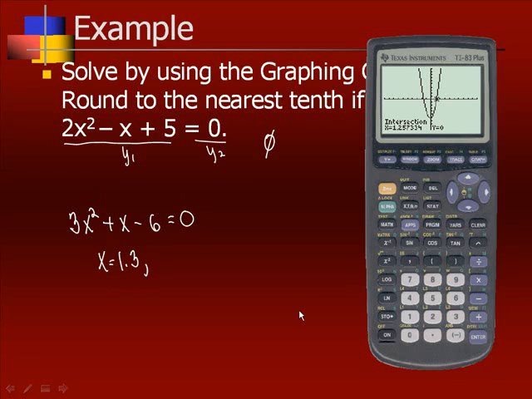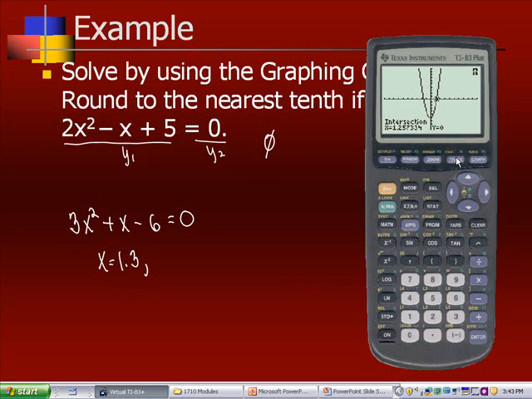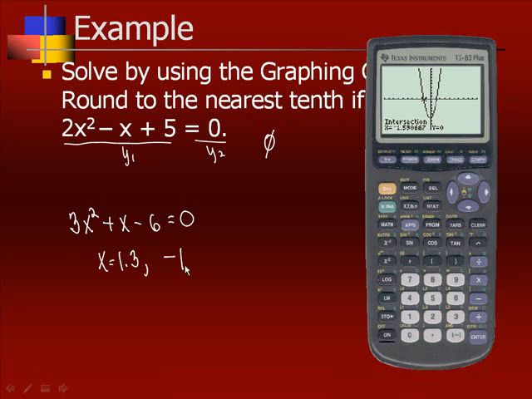Now we're going to find the second one. Second, calculate. Number 5, enter for the first curve, enter for the second curve. We're going to move the cursor over to the intersection that we're looking for, and we get x is negative 1.6. So that would be our two solutions.